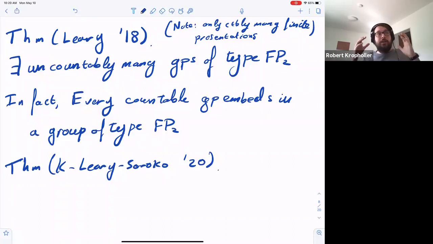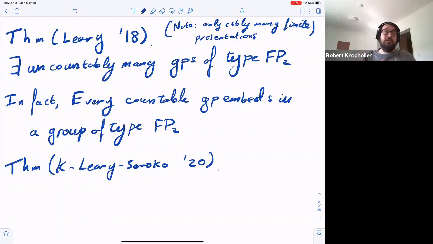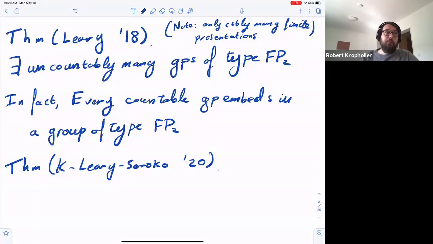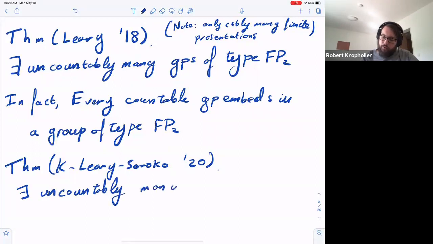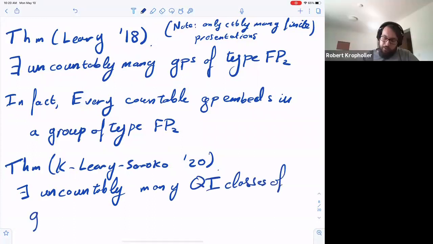Okay, so maybe in the 1980s, it was an open question whether FP2 and finitely presented are the same thing. In the late 90s, Bestvina and Brady showed that these things are really different. And in the 2010s, Ian Leary came along and showed that one of these classes is much, much larger than the other one. And then in 2020, in joint work with Ian and Ignat Soroko, we showed that not only can you do this for isomorphism classes, but you can also do this in some sort of geometric sense. We showed that there exist uncountably many quasi-isometry classes of groups of type FP2.